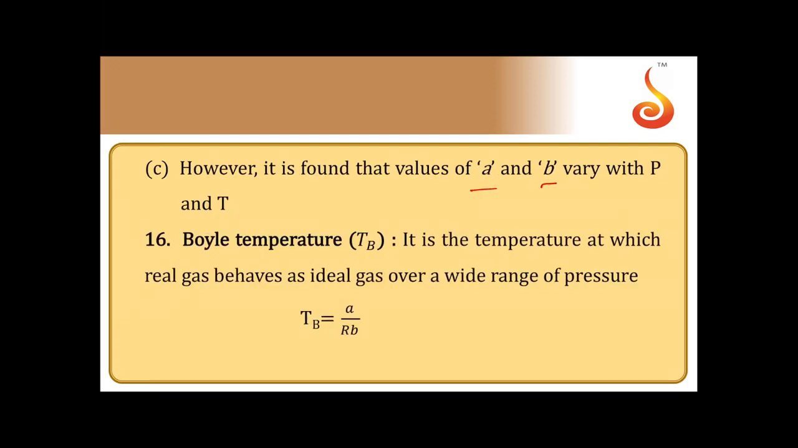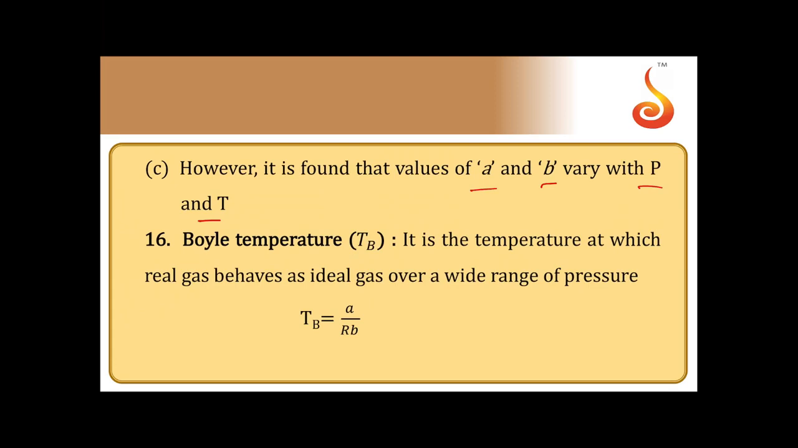The values of a and b will not be constant for a given gas if you are changing the pressure and temperature. So values of a and b are different for different gases, and for a given gas also the values will not be constant with the pressure as well as temperature.